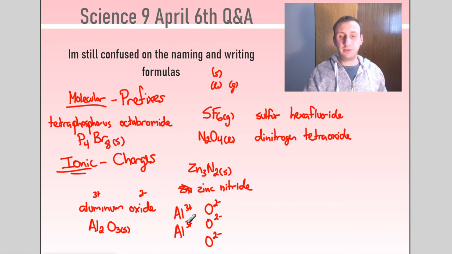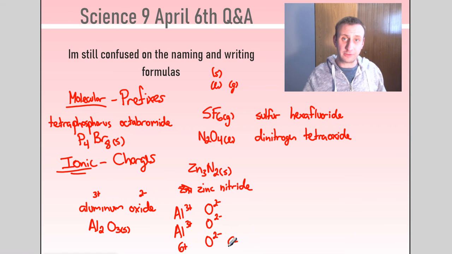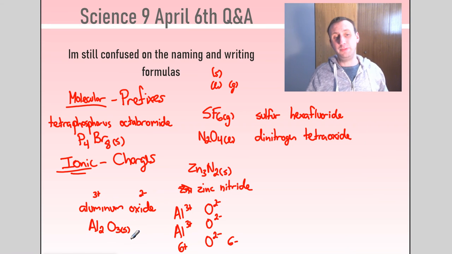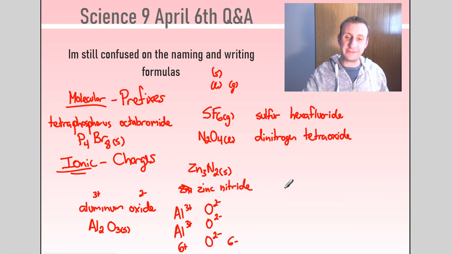So notice I have 3 plus 3 is 6 positive from aluminums, and I have 2 plus 2 plus 2 is 6 negative from oxides. So the positive equals the negative, therefore it works. So I have an ionic compound that works. So Al2O3 solid would be the formula for that. Ionic compounds are always solid for a state.